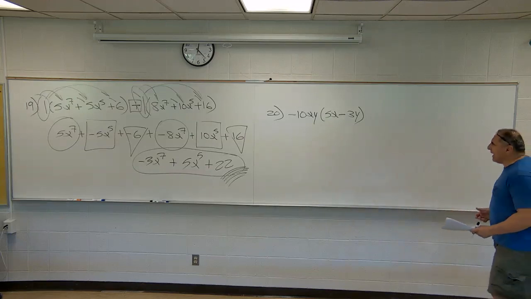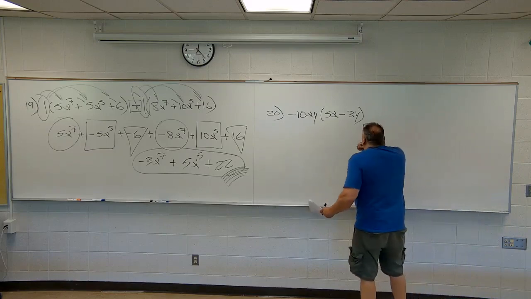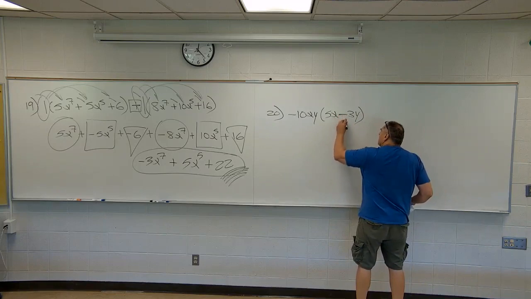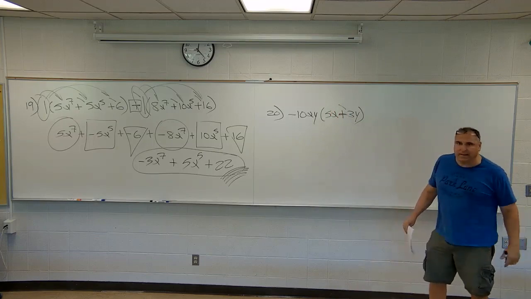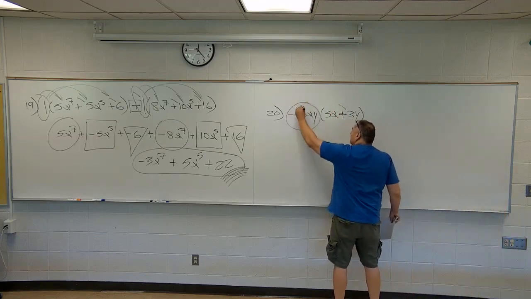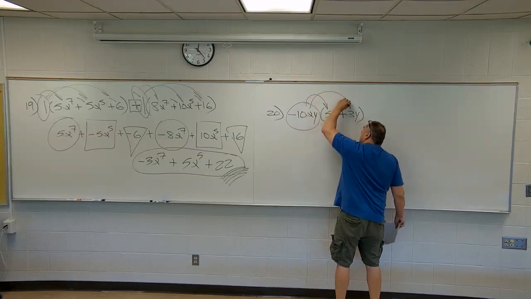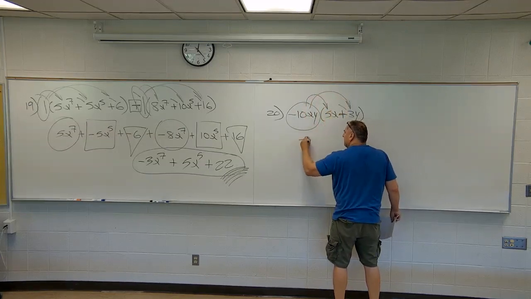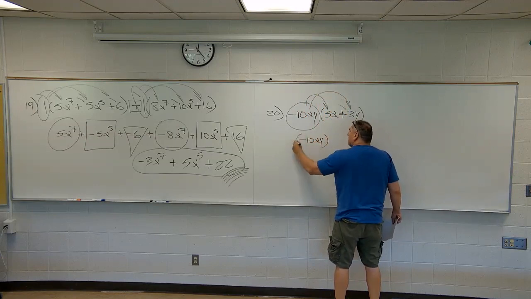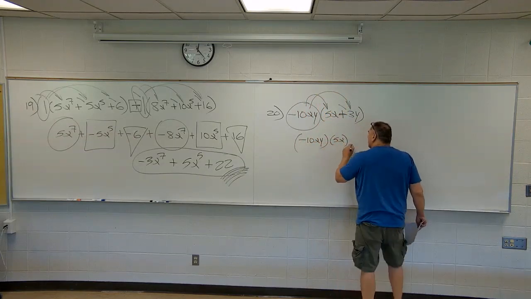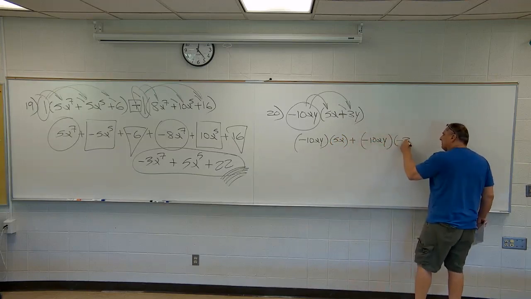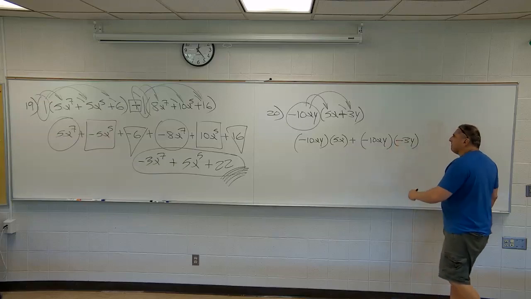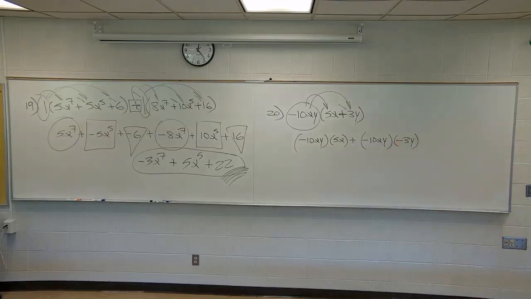So what we're looking at here is minus 3y. Minus 3y is plus a negative 3y. I like to add. There we go.